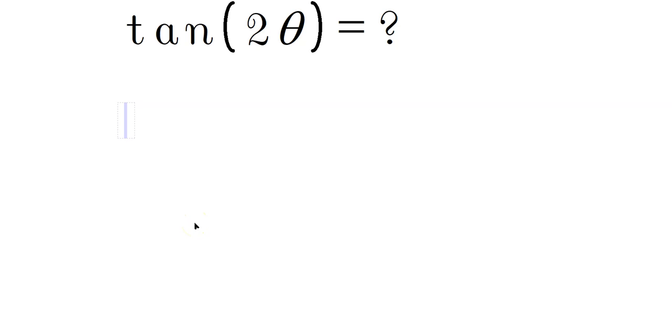Friends, in this one, I'm going to show you some magic of using complex numbers to find a trig identity for tangent of 2 theta. This is roughly based on the work of Tristan Needham's. He has an example there with 3 theta, but I'll do it with 2 theta. Okay, so we have tangent of 2 theta.